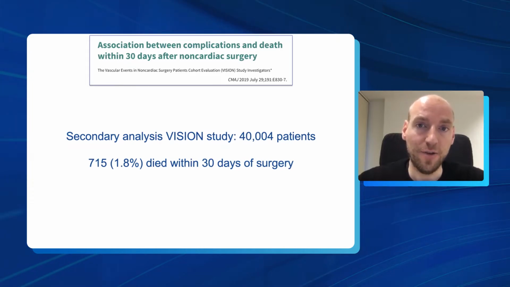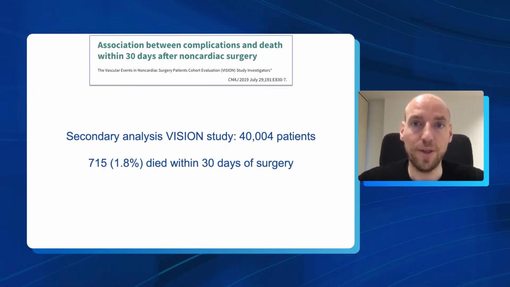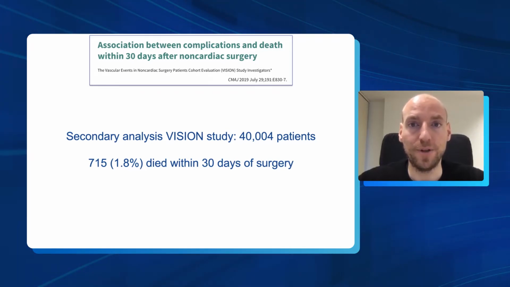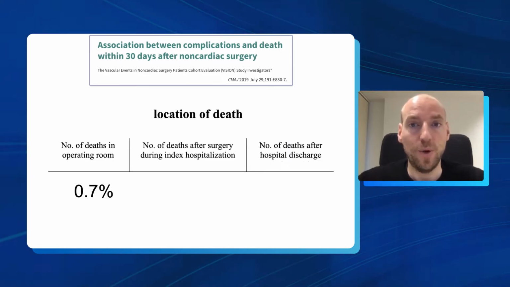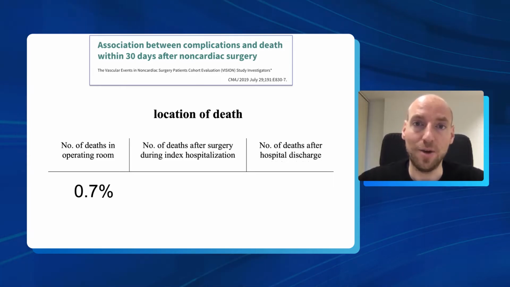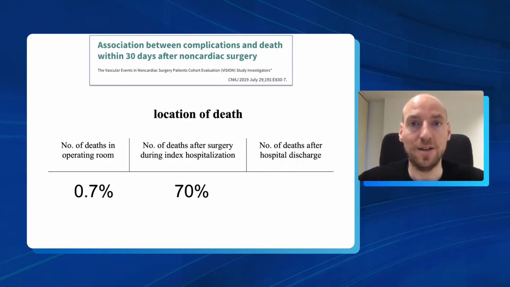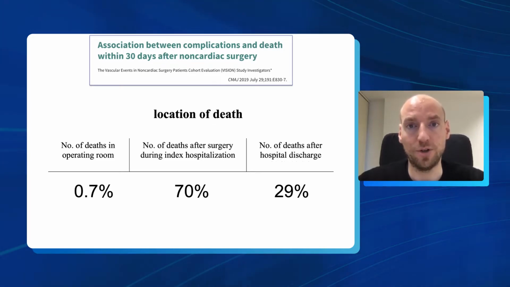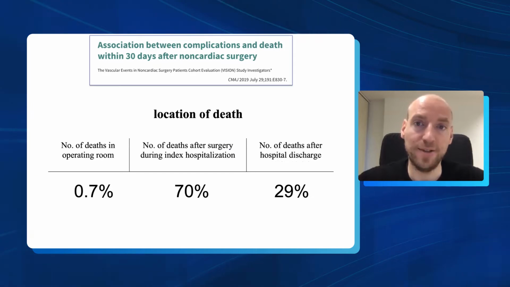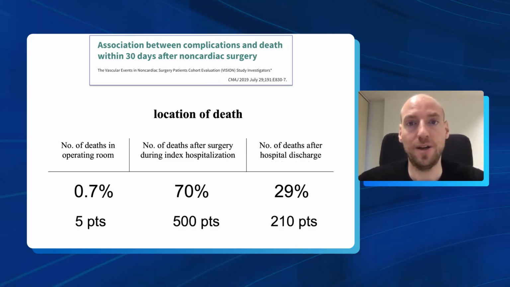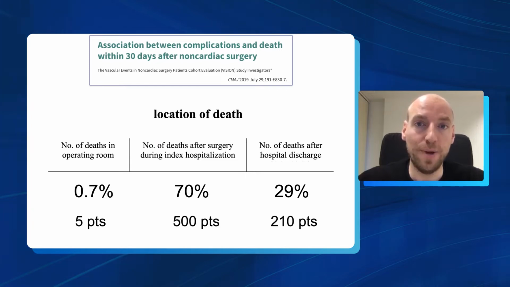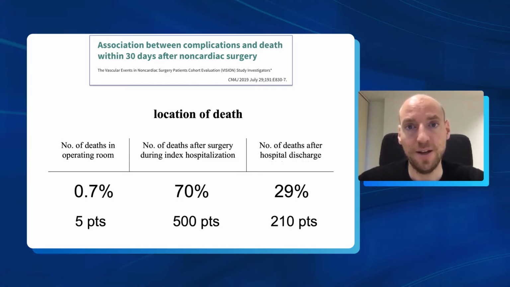This is a secondary analysis of the VISION study, including more than 40,000 patients. 1.8% of patients died within the first month after surgery. Where did those patients die? Well, 0.7% died in the operating room, 70% died during the hospital stay, and 29% died after hospital discharge. This translates into absolute numbers of 5 patients who died in the operating room, 500 patients who died during the hospital stay, and 210 patients who died after hospital discharge.